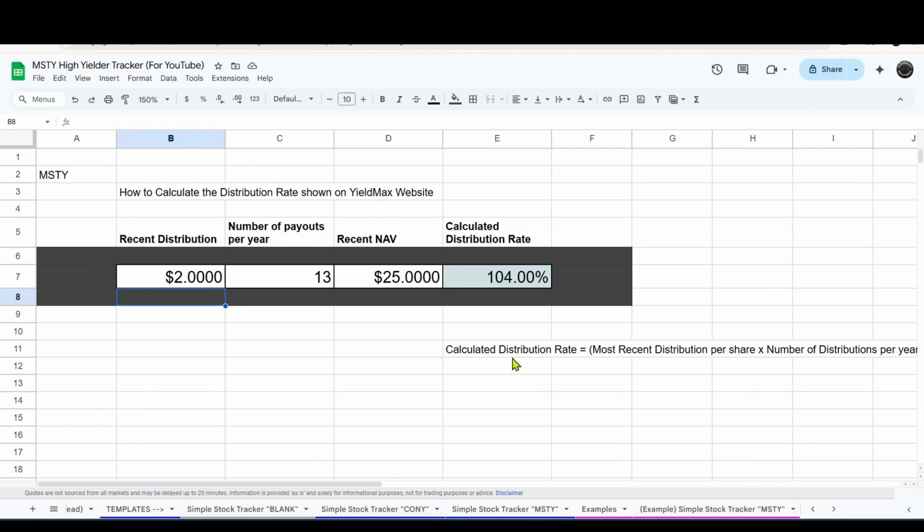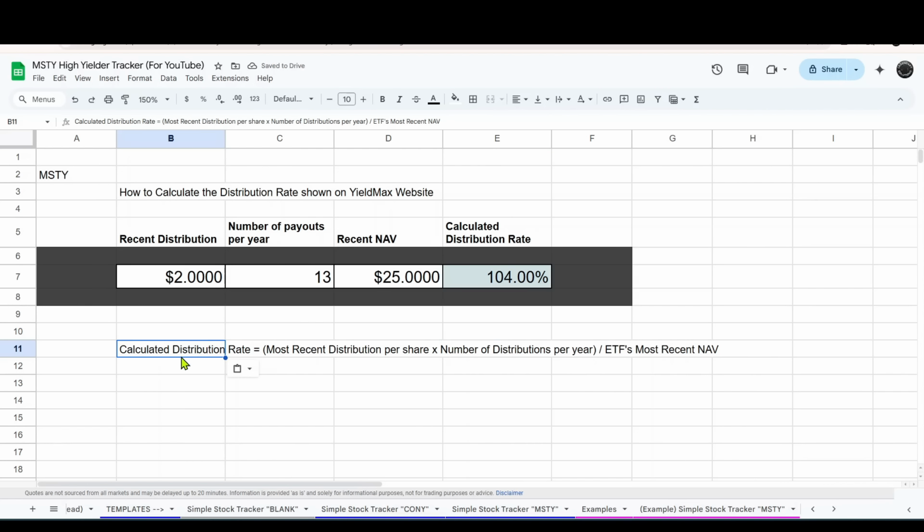So I did write out how that's actually calculated right here. And just to make it a little bit more visible, let me move this so it's easier to see on the screen. And there you go. So now you can see that the calculated distribution rate is equal to the most recent distribution per share times the number of distributions per share divided by the ETF's most recent NAV.